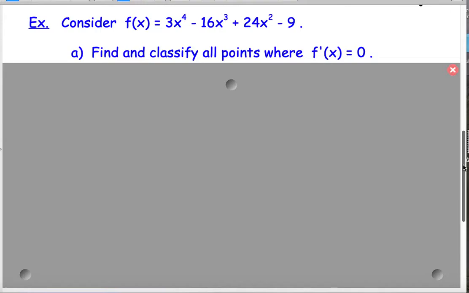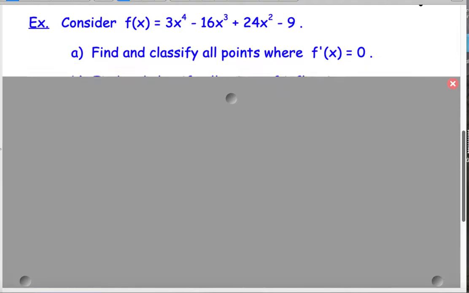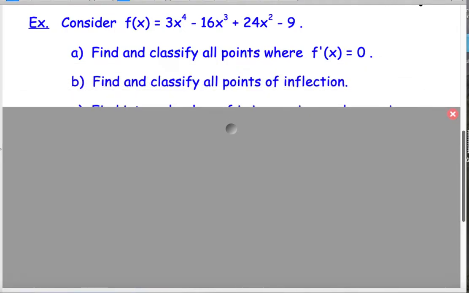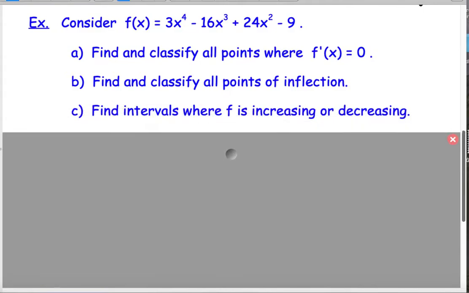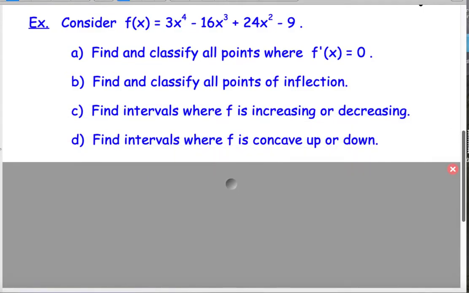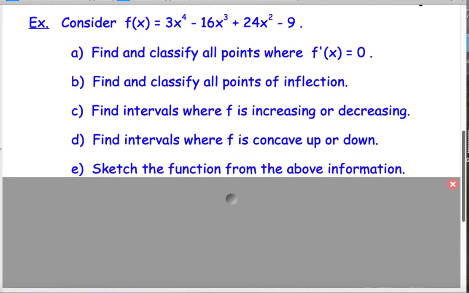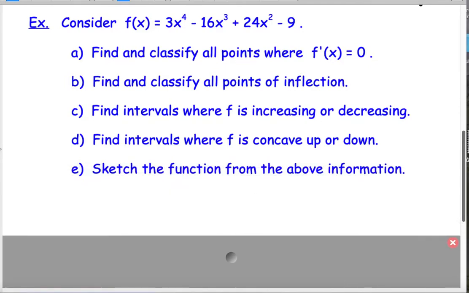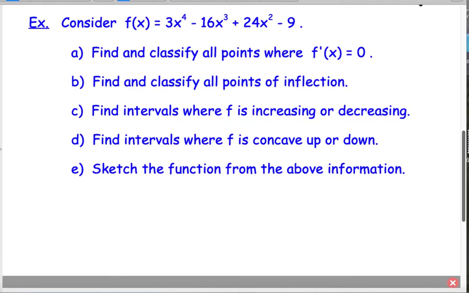So here's a function. We have a quartic polynomial. We want to find and classify all the points where the derivative is 0. And then we want to classify all the inflection points. Find intervals where our function's increasing and decreasing. Find intervals where it's concave up, concave down, and then draw a quick sketch of that function. So let's try and put all this together.